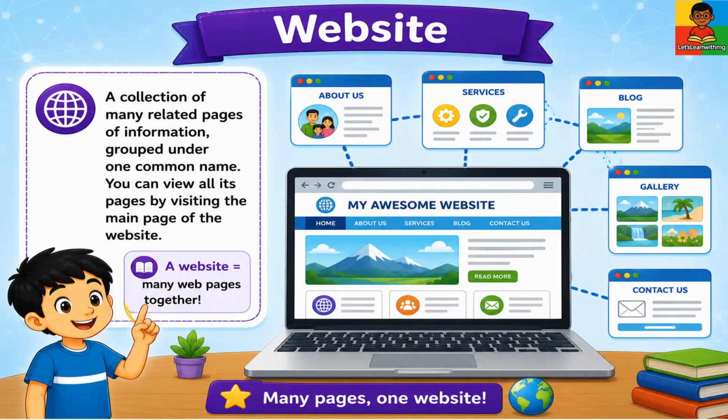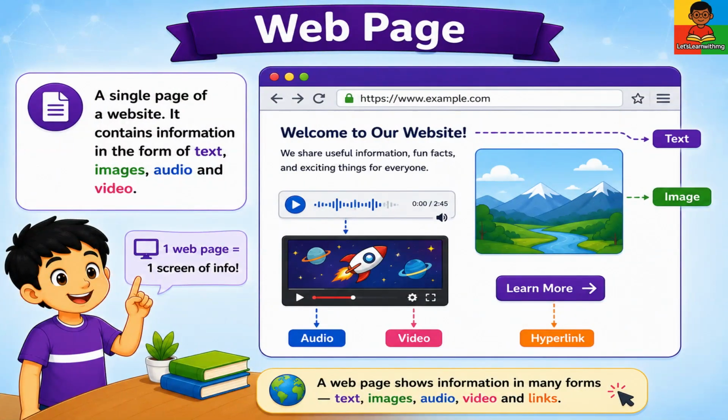A website is a collection of many related pages of information, grouped under one common name. You can view all its pages by visiting the main page of the website. A website is many web pages together. A web page is a single page of a website. It contains information in the form of text, images, audio, and video. One web page is one screen of information.